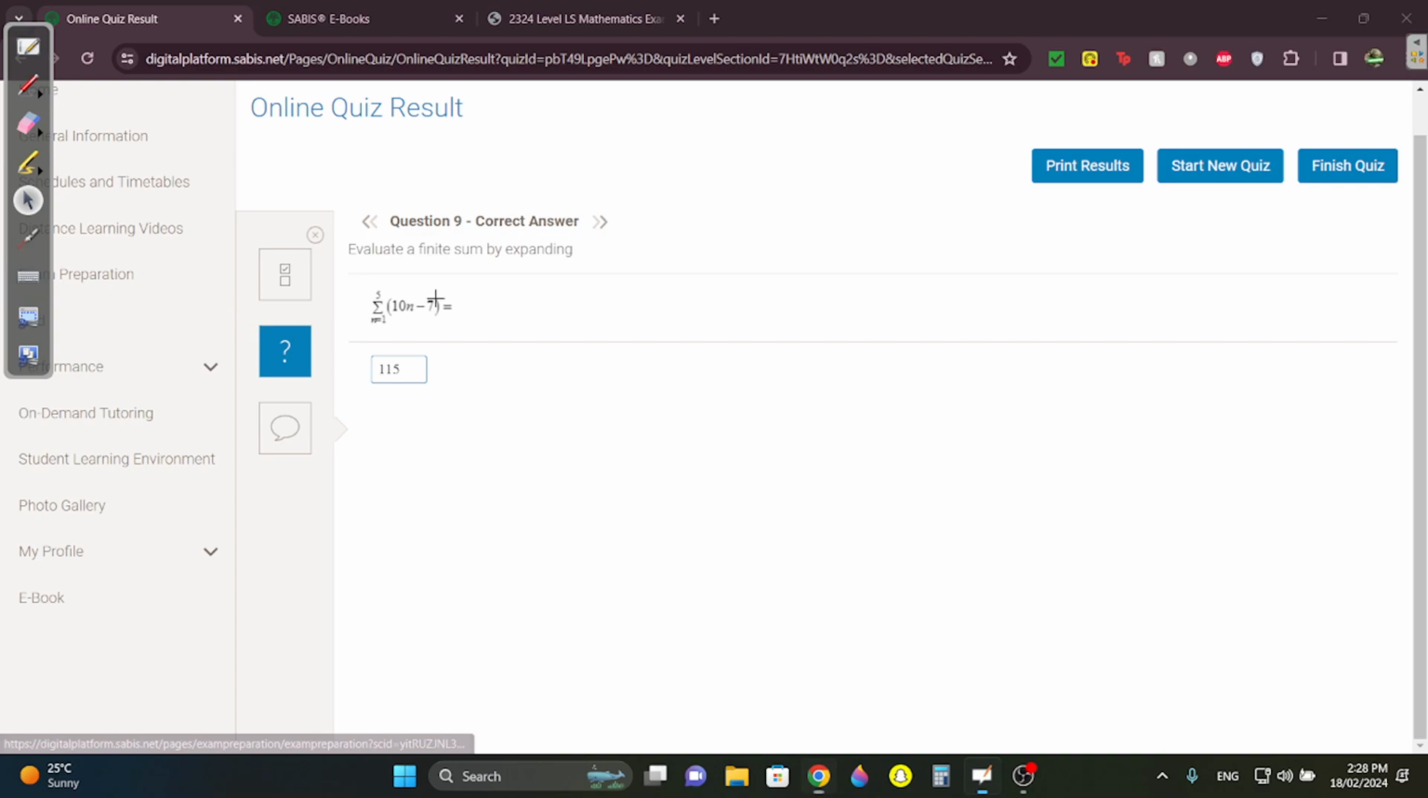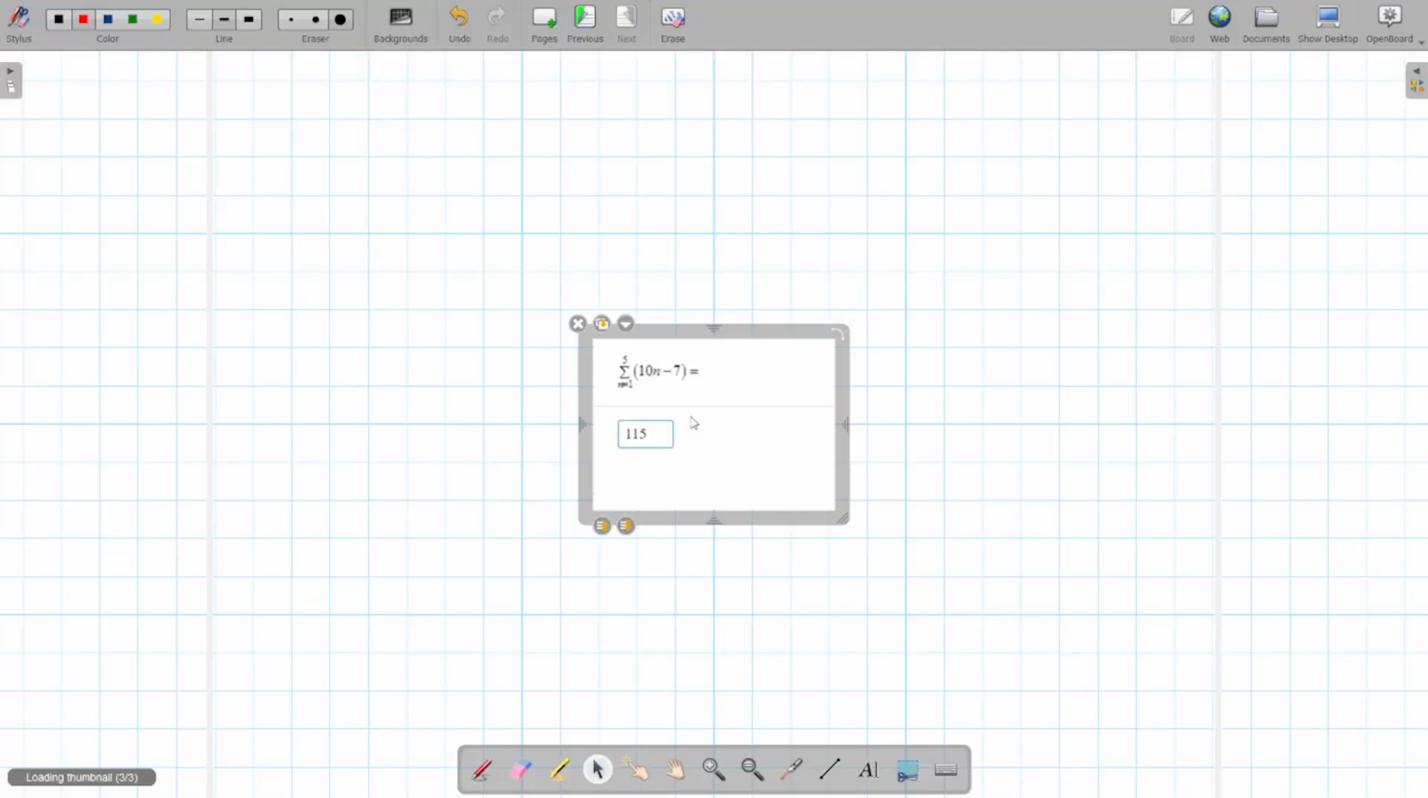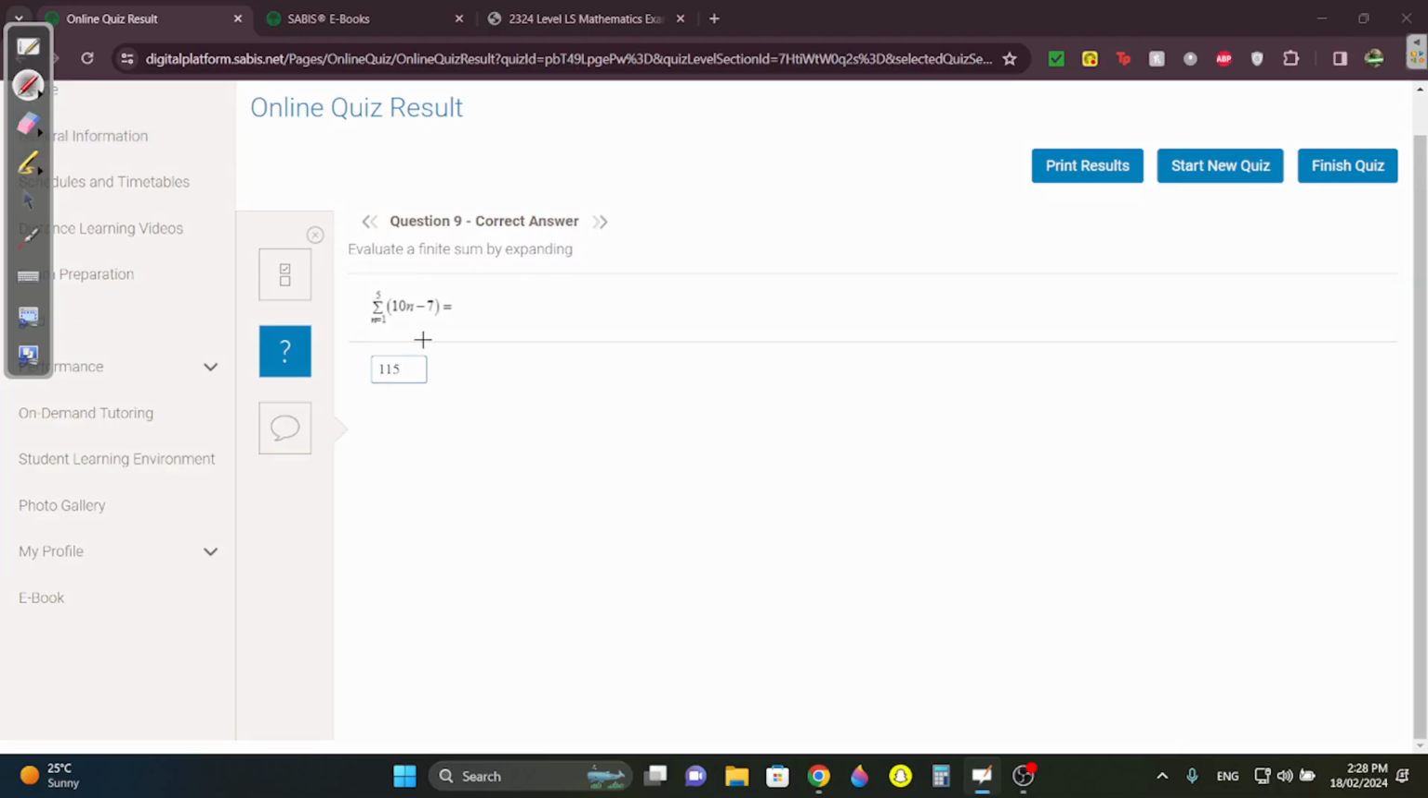Question 9. Okay, this is easy. Actually, I'll solve it here. Sigma of 10n minus 7, starting at n equals 1 and ending at 5. Look, you're going to tell me, let me just do 10n minus 7. So, no, please don't. They're saying n equals 1 and n ends at 5. They're not saying it's a constant number ending at 5.